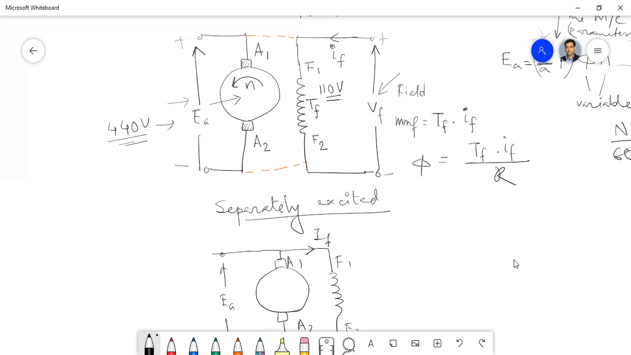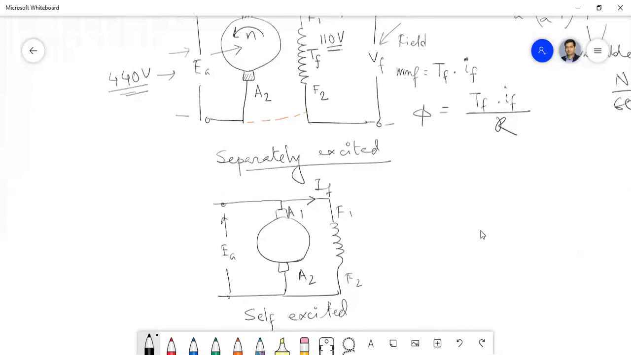Field is basically a coil. Coil is basically an inductive element. It consumes very less power. And if you use some resistance divider, potential divider, or rheostat kind of thing, it will consume a huge amount of power.